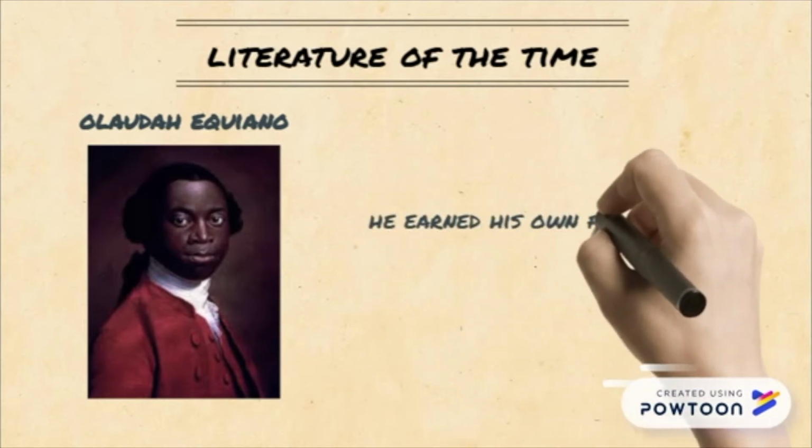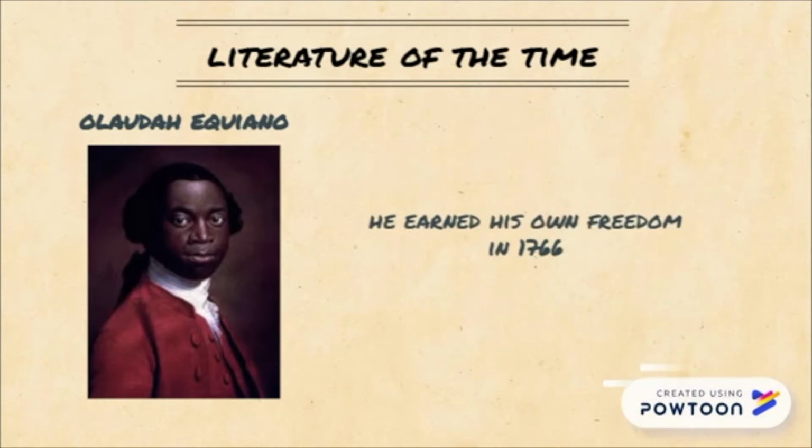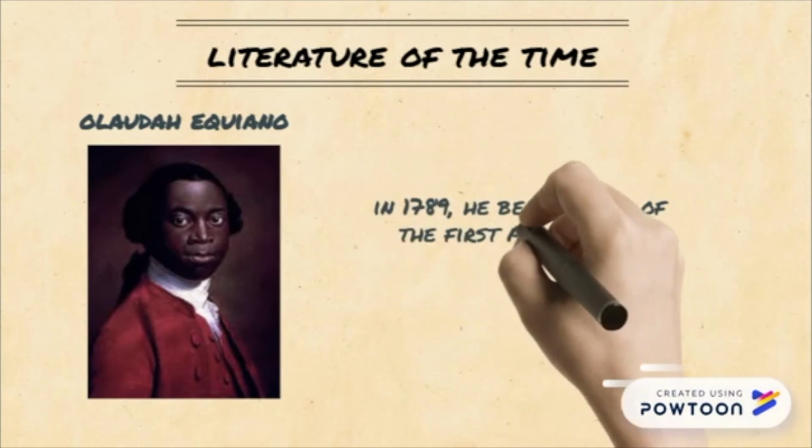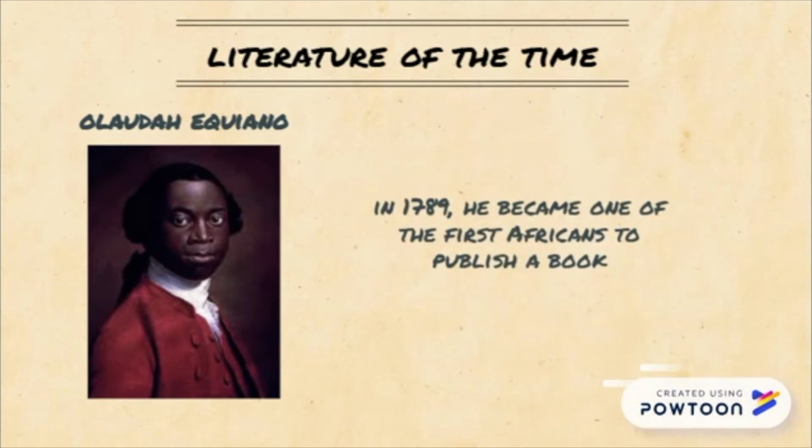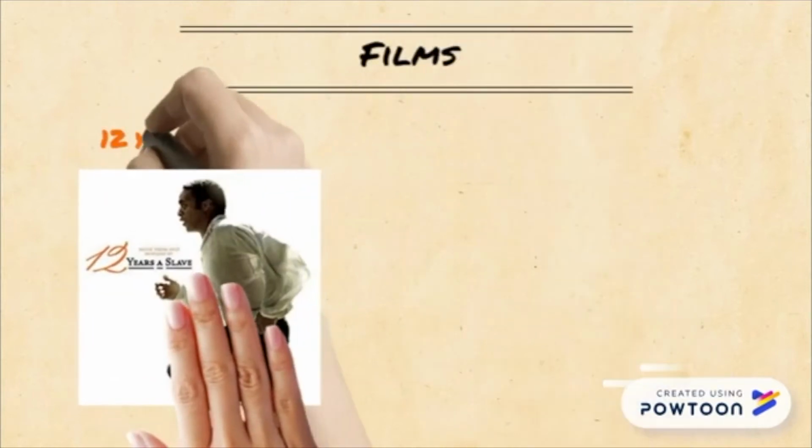When he earned his own freedom in 1766 by intelligent trading and careful savings, he shared his life story, especially the brutal treatment he witnessed as a slave. In 1789, Equiano became one of the first Africans to publish a book, the book that helped in the creation of the Slave Trade Act 1807, which ended the transatlantic slave trade for Britain and its colonies.